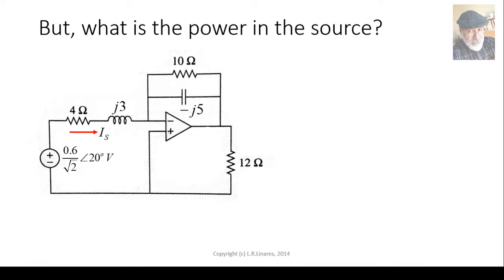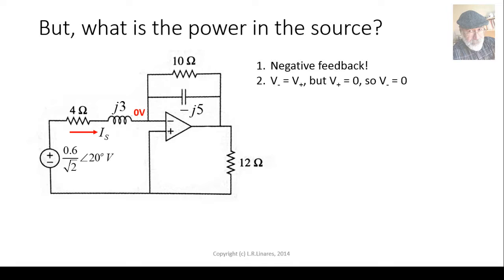If we know the current in the source, Is, of course computing the power of that source would be a matter of multiplying the voltage by the complex conjugate of that current Is. How do we compute that current Is? Observe that in this amplifier there is negative feedback. You see that impedance connecting the output of the amplifier with the inverting input. There is negative feedback. That means that Vn is equal to Vp. But Vp is 0 volts because there is a connection to the reference node. That means that Vn is also 0 volts up there.